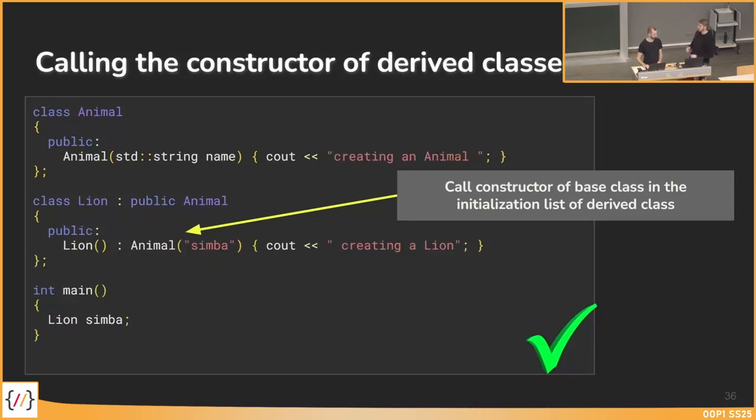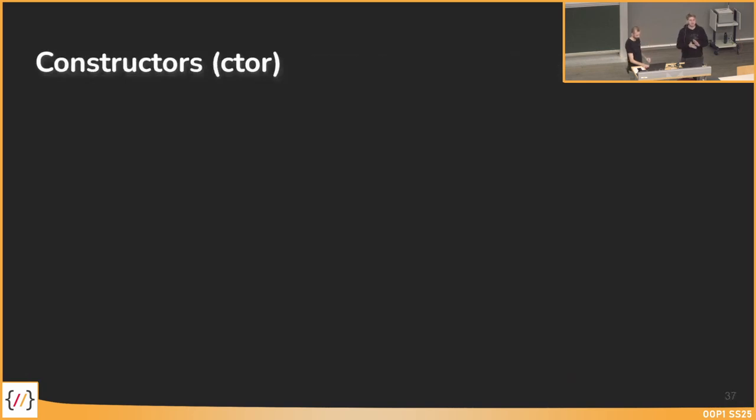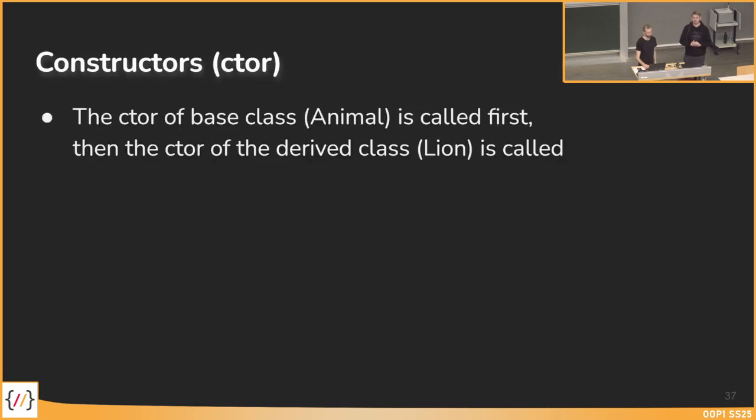Then maybe to summarize it again, three main takeaways regarding constructors when using inheritance. Whenever you create an object of a subclass, the constructor of the base class is called first, as we had it in this case with the animal. And only after that, the constructor of the subclass is called, in this case the lion. So that's the first main takeaway.